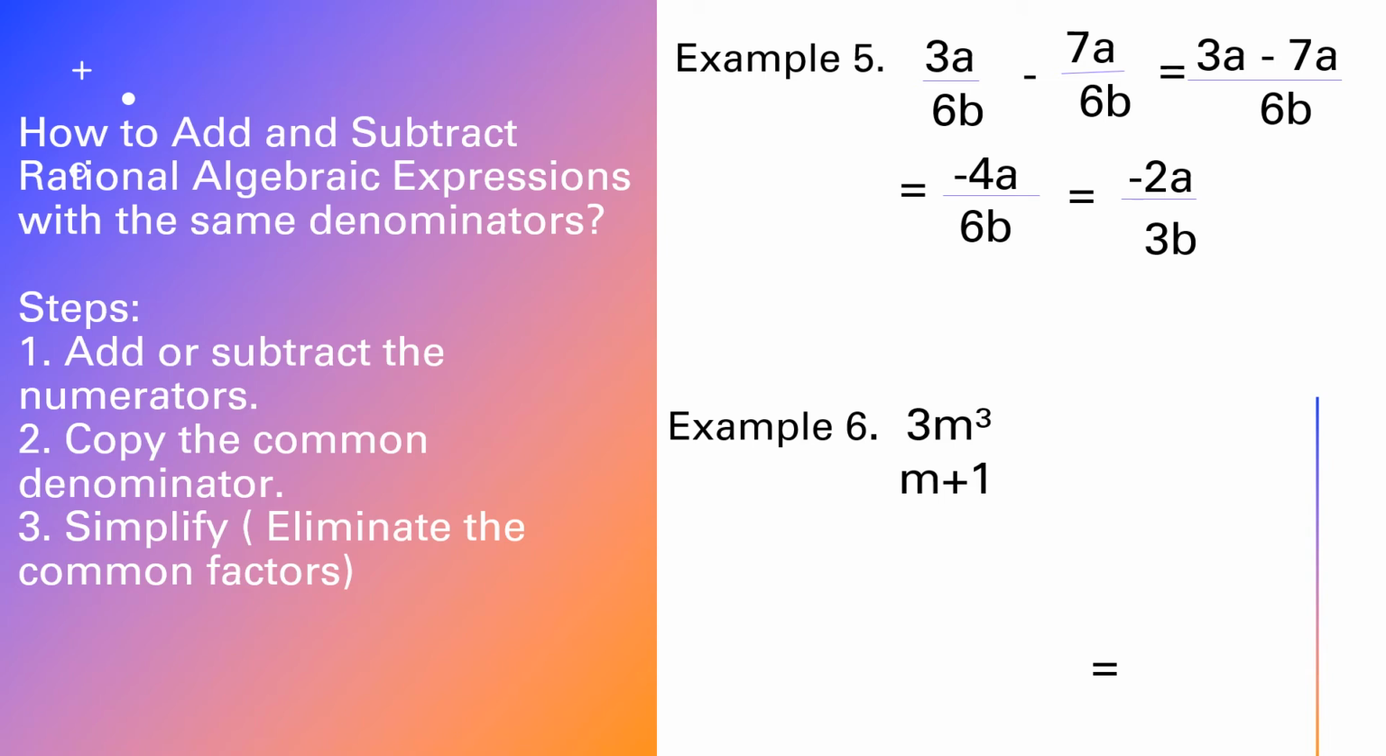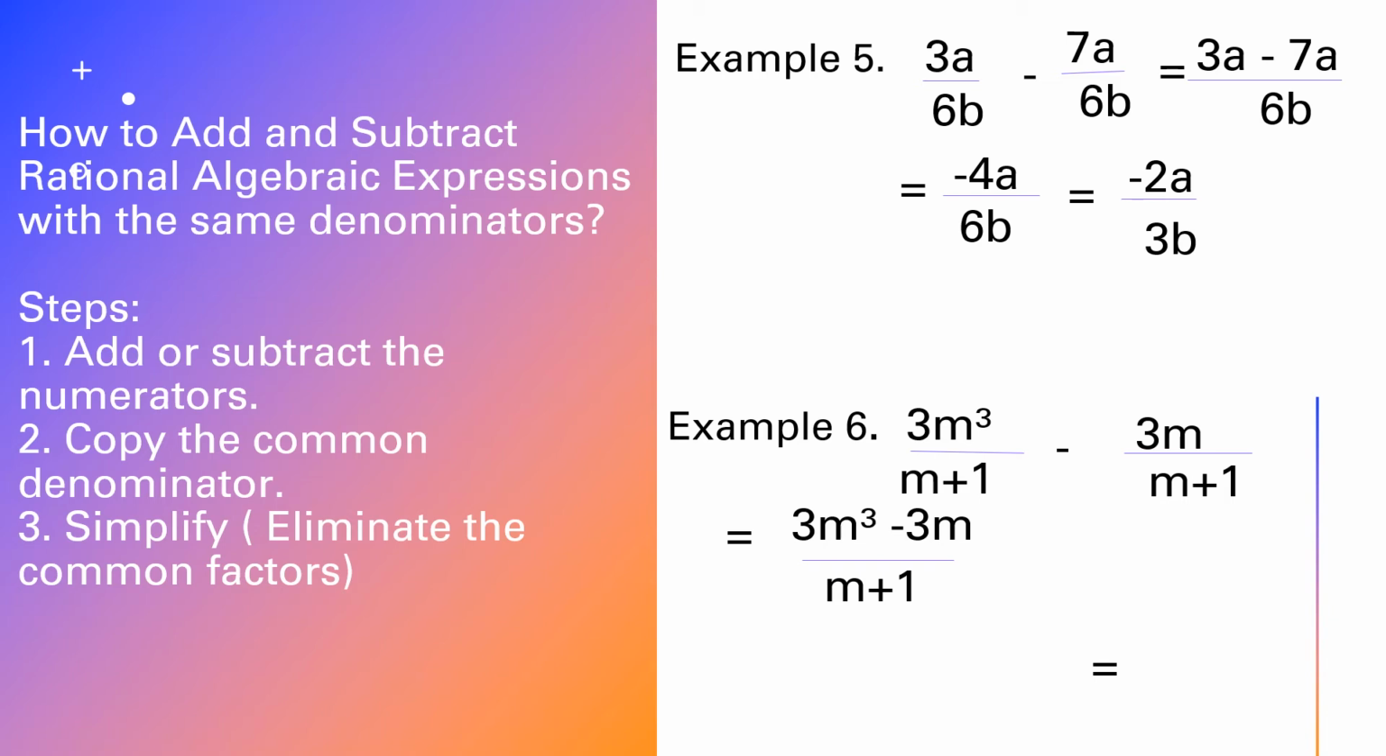Now, we have here 3m cubed divided by m plus 1 minus 3m divided by m plus 1. We are going to subtract the numerators. Let's copy that one first. 3m cubed minus 3m divided by m plus 1. Now, look at the numerators. We cannot subtract this 3m cubed minus 3m because they are not similar terms. But we can factor them.